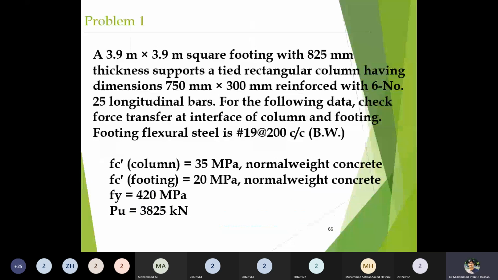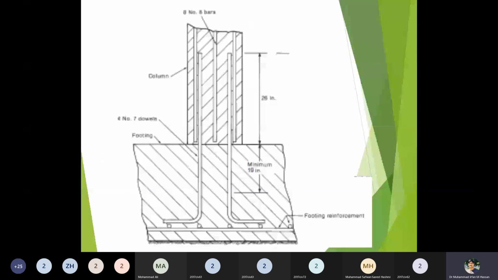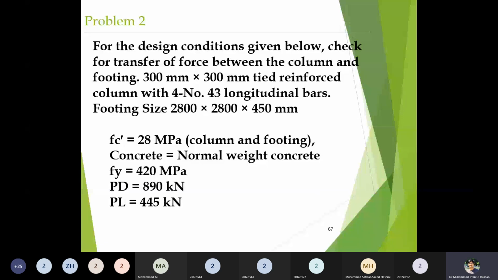We will start with the problems next. So we have to carry out different problems. If you have any questions, you can ask, and then we can solve the foundation design problems.